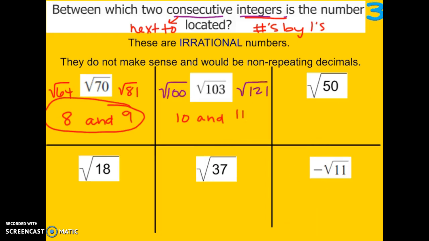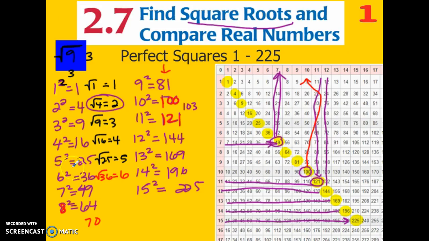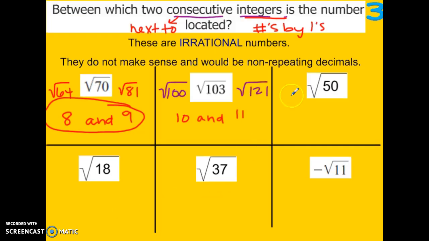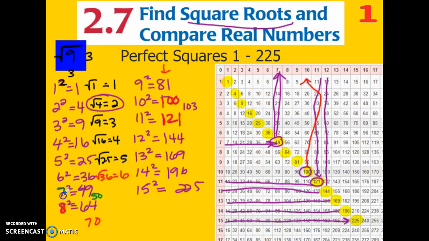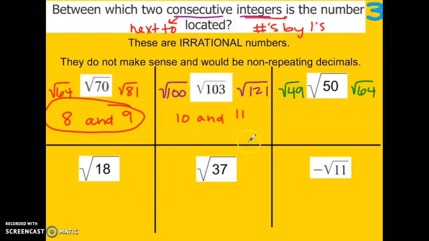Next, the square root of 50. Well, let's find 50. 50 is really close to 49. It's a little bit bigger, so it's between 49 and 64. Square root of 49, square root of 64. Well, the square root of 49 right here is 7, and the square root of 64 is 8. So it's really between 7 and 8.